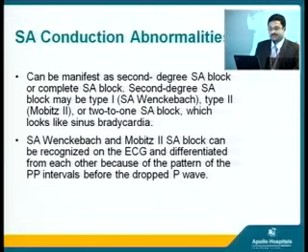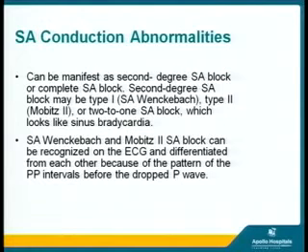Coming to the SA conduction abnormalities, they can manifest as first degree, second degree, or complete SA block. The second degree SA block may be type 1, similar to AV node abnormalities, type 2 or Mobitz 2, or 2 to 1 SA block, which looks like sinus bradycardia. SA Wenckebach and Mobitz type 2 SA block can be recognized on the ECG and differentiated from each other by the pattern of the PP interval before the drop.